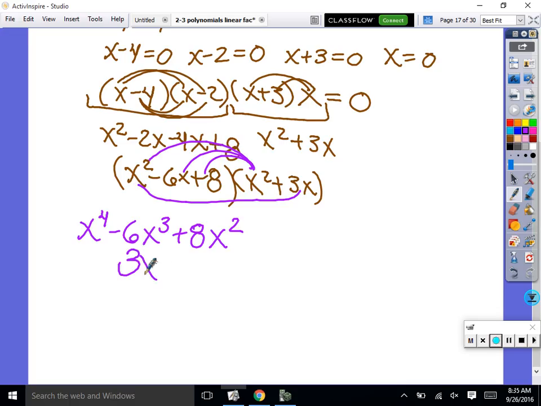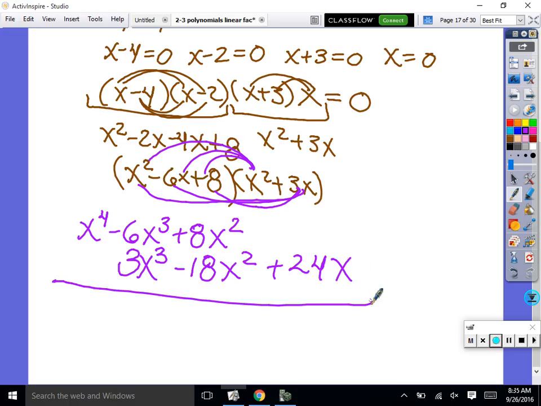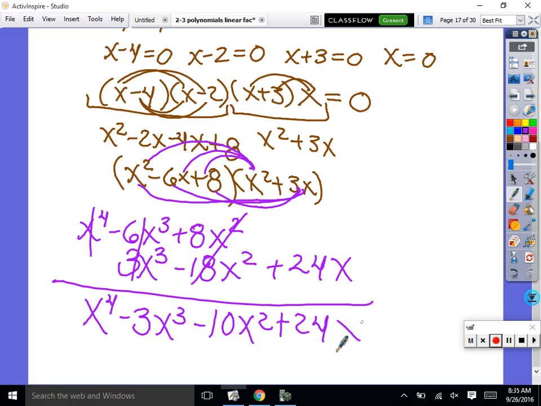I'm going to line it up like Joe showed me. Positive 3x cubed. 3x times negative 6x is negative 18x squared, correct? 3x times positive 8 is positive 24x. Is that right? And now we'll add straight down. X to the 4th, no other x to the 4th. Negative 6x cubed plus 3x cubed is negative 3x cubed. So I added those down. Positive 8x squared minus 18x squared is minus 10x squared. And then plus 24x.